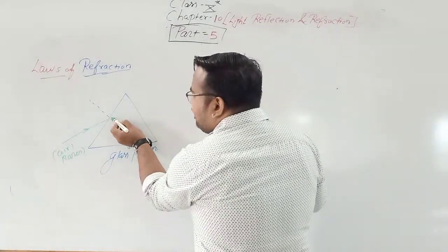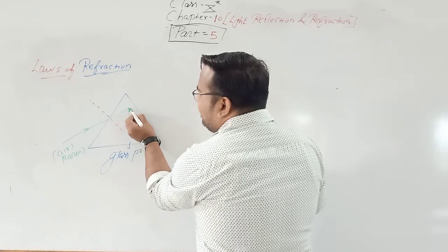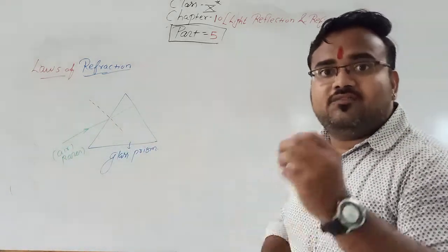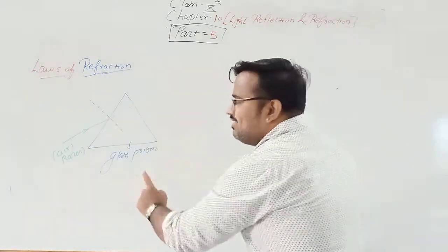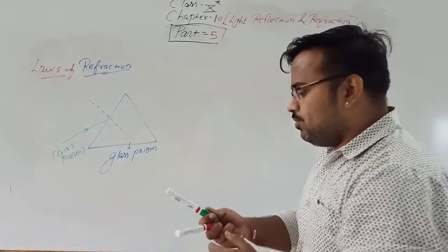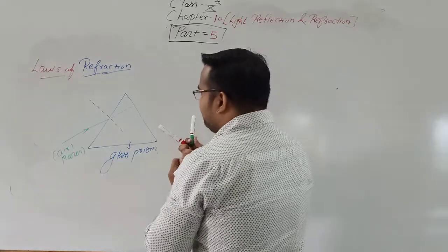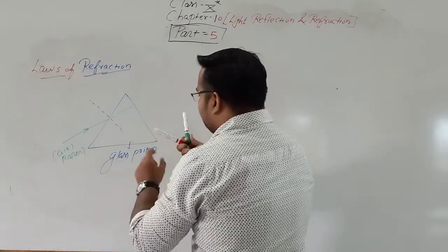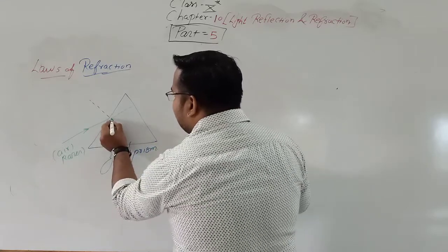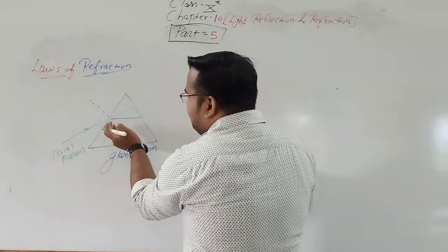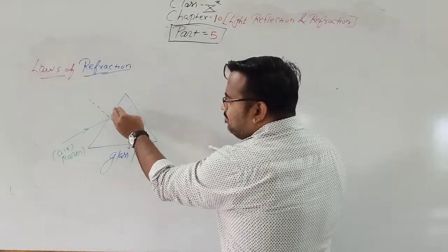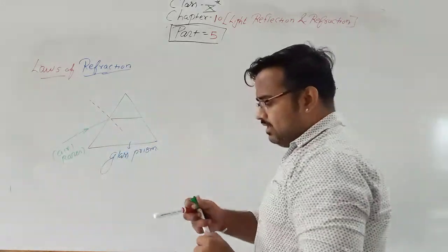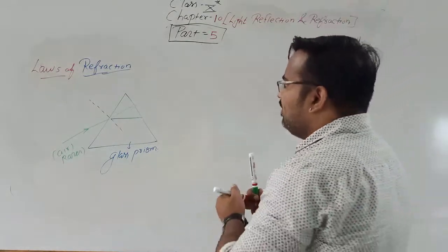See, this is the path which should be followed by the incident ray. The straight path should be followed by the incident ray, but the first law says that rarer to denser, it will bend towards the normal. See, it is bent towards the normal. This is the original path, but rarer to denser, it bends towards the normal. Clear?